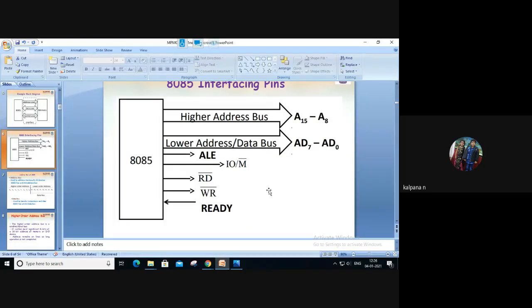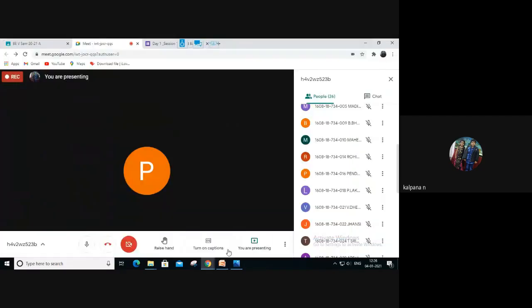See, here are the given pins. All the address pins we need to connect and all the data pins we need to connect and control pins. Control pins include ALE, IO by M bar, read bar, write bar and ready. Understand?